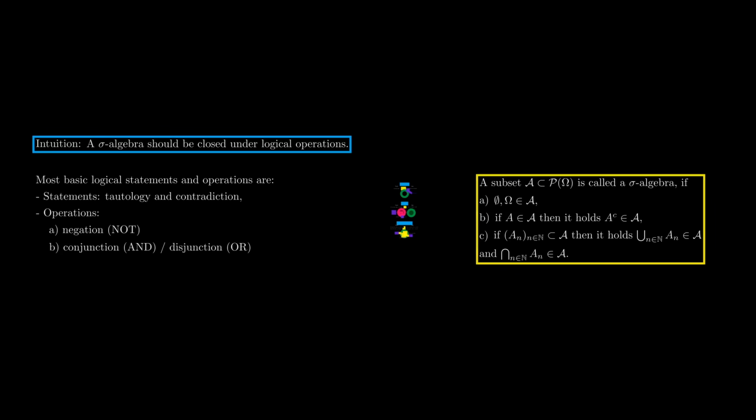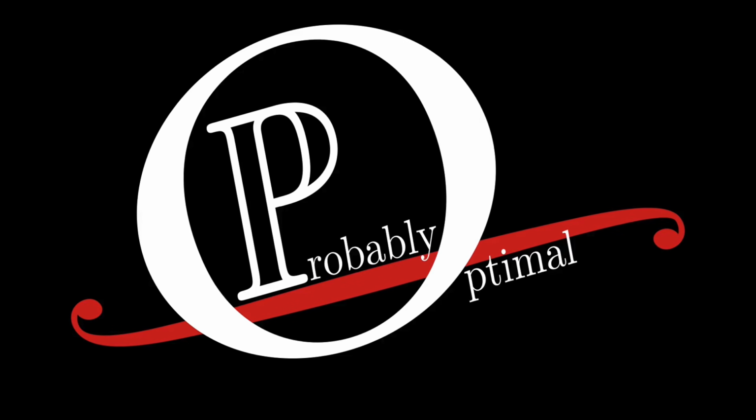It's essentially logic translated into sets, allowing us to extend logical reasoning into the world of probability. So in a sense, sigma-algebras are what makes uncertainty logical.